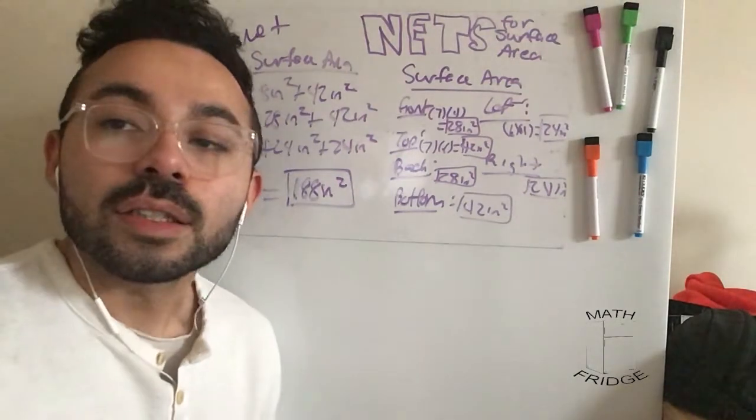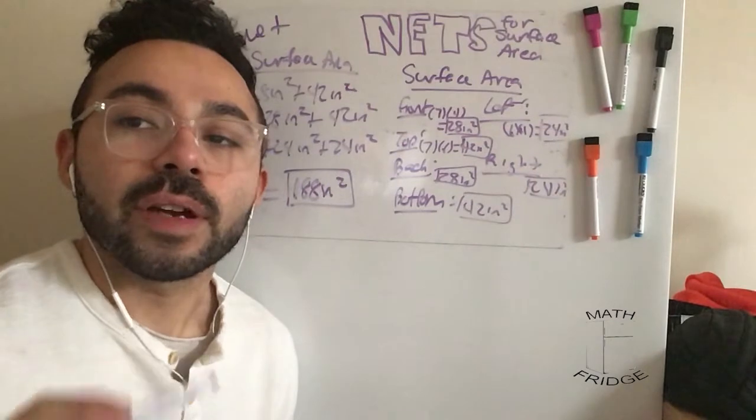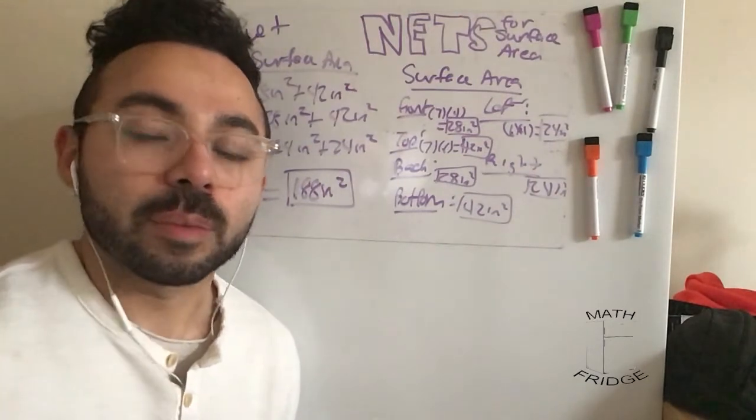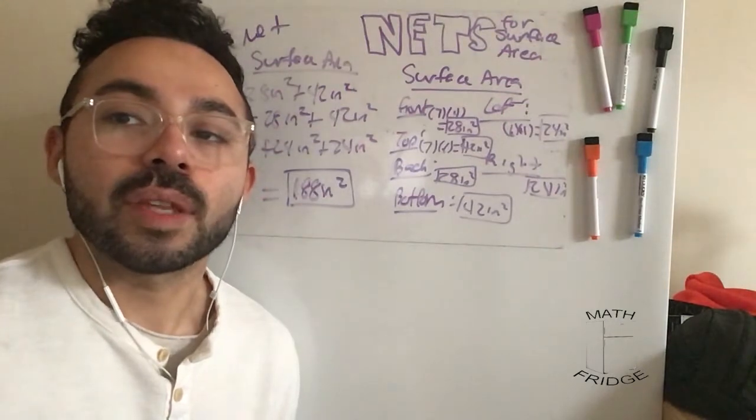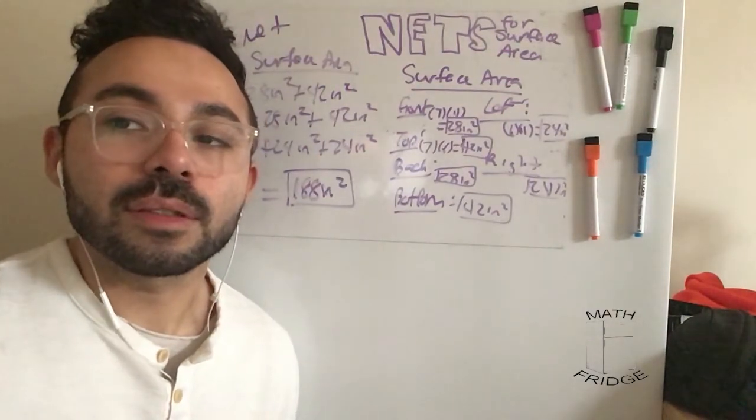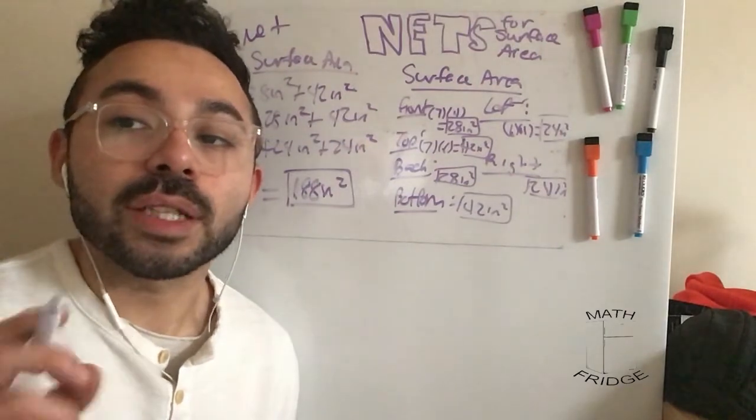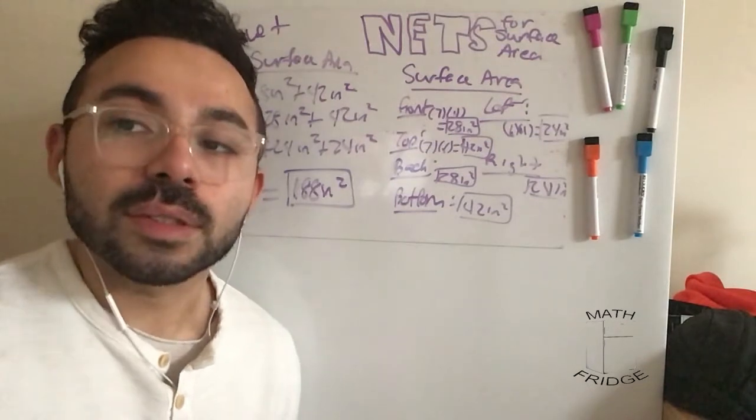And that's it. So that is how you label and draw the net for finding the surface area of a rectangular prism. Hopefully the faces made sense, and hopefully the little tips that I threw in there made labeling it a little bit easier. For our next tutorial, we're going to do the same, but for cylinders. So stay tuned.